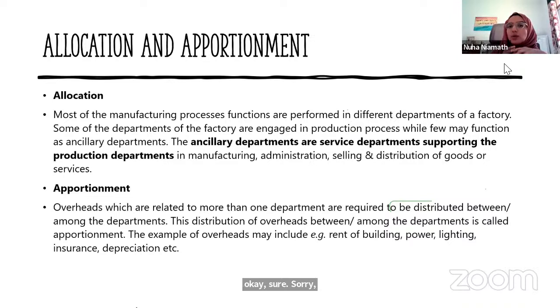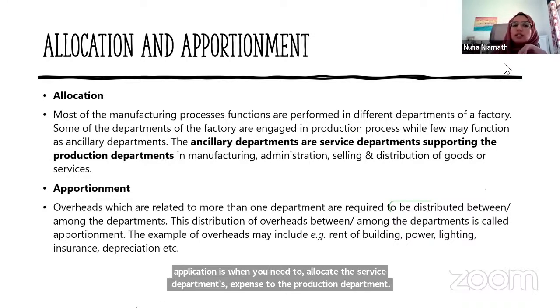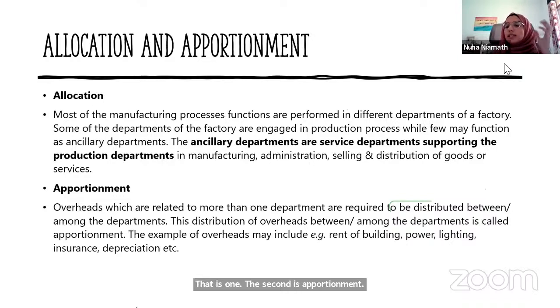So allocation is when you need to allocate the service department's expense to the production department. That is one. The second is apportionment. Apportionment is when you have various types of expenses like rent. I told you there is building power, there is lighting, there is insurance, there is depreciation. These are various expenses that are incurred by one particular area.